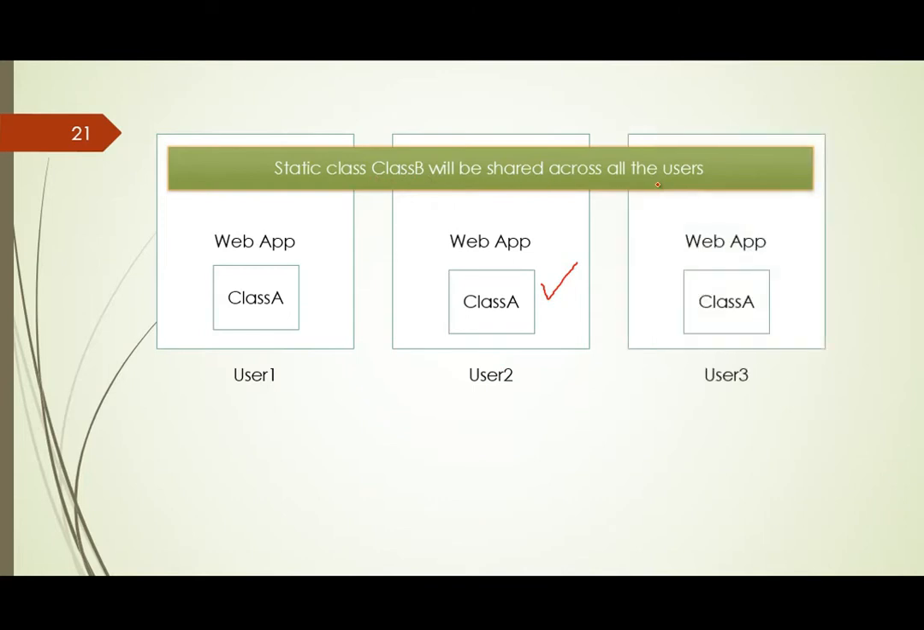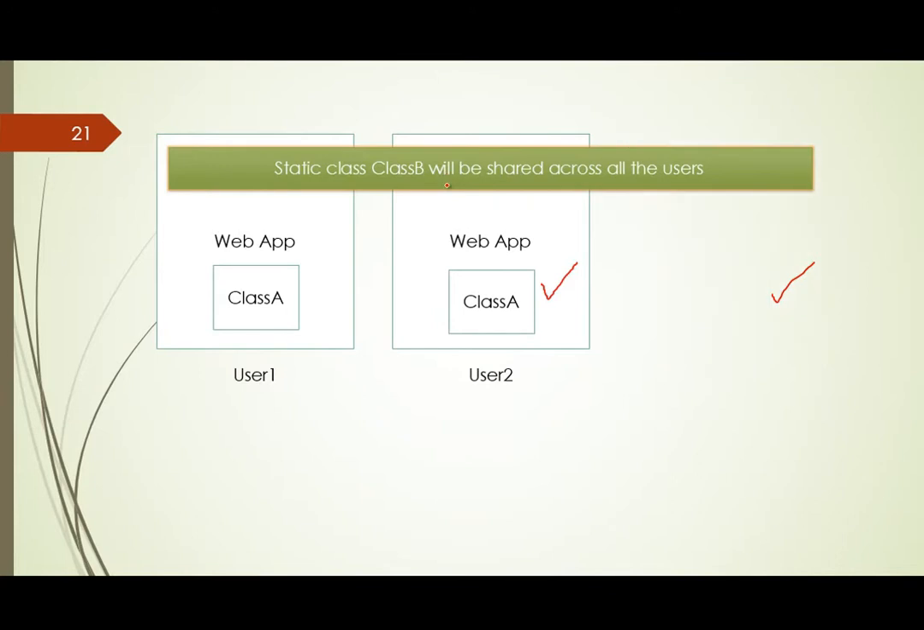Let's say you have user 3, and class A will be created again. Let's say that user 2 is gone, so class A will be gone, but the static class will still remain there. Let's say user 2 comes in again, then class A will be created again specifically for that user, and these are all separate instances. Everyone is going to occupy memory for class A. Class A will be replicated 3 times for 3 users, but class B will be shared.